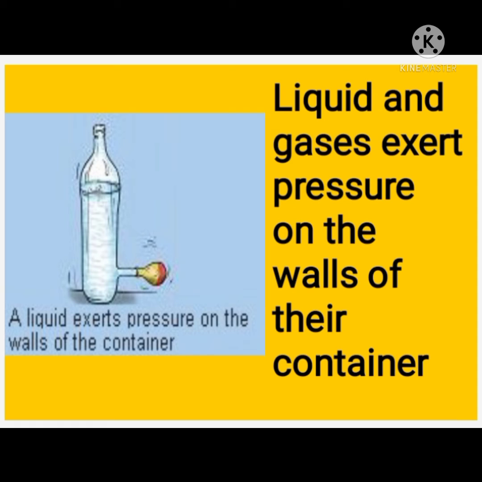What do you observe? Why does the rubber sheet fixed to the glass tube bulge this time? Pour some more water in the bottle. If there is any change in the bulge of the rubber sheet, you can observe that if the water is more, the bulging of the rubber sheet is also more. So we can say that a liquid exerts pressure on the walls of the container.